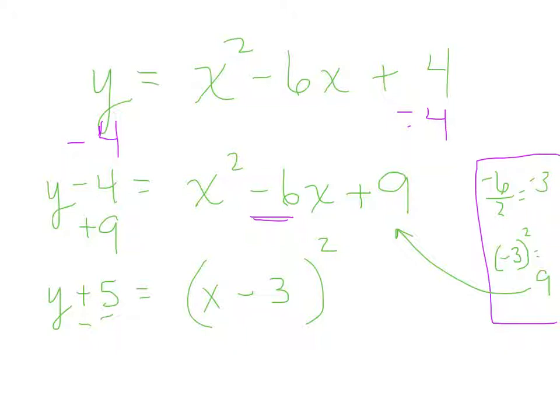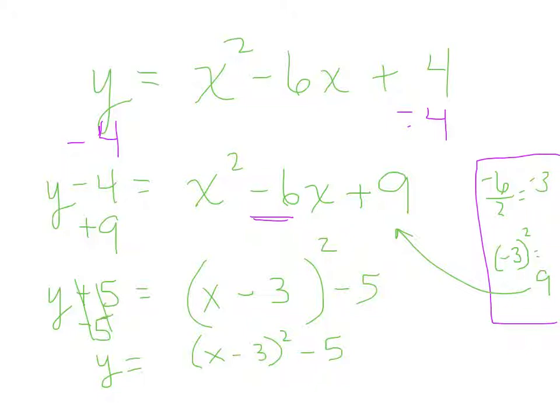Oh, good. Good choice. Good choice. Subtract 5. Remember, in algebra, when you move something, you have to do the opposite. So we got to subtract 5. That will cancel it out. Y equals x minus 3 squared minus 5.